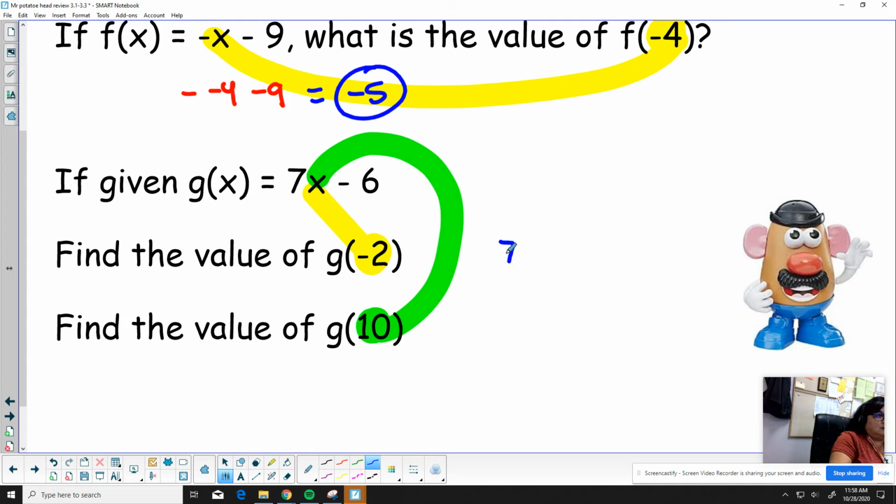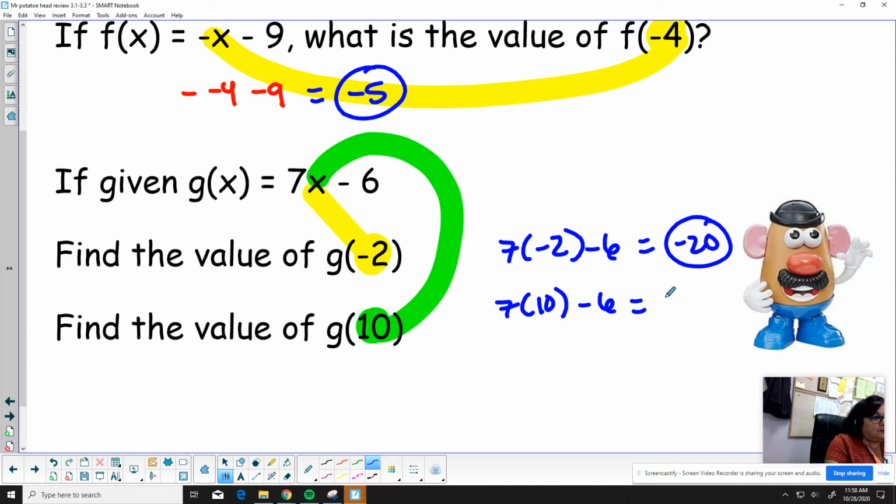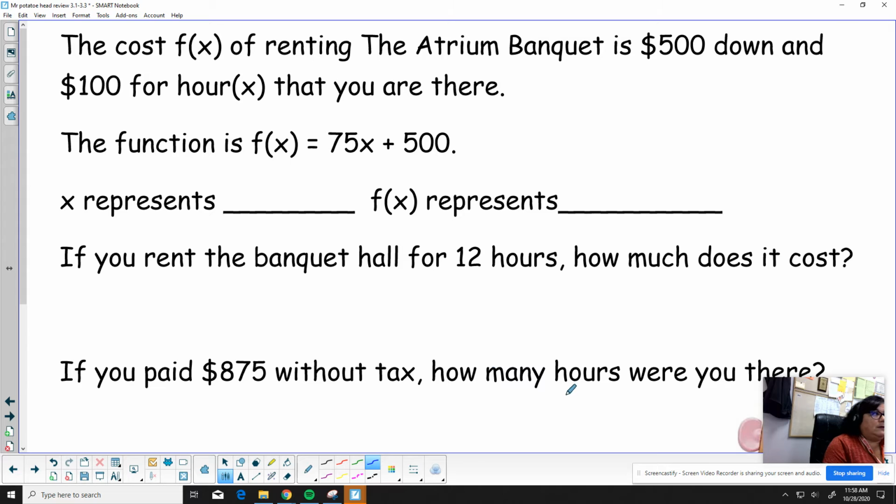There we go. So 7 times negative 2 minus 6. See, that would be negative 20 if I type that into decimals. And 7 times 10 minus 6 would be 64. Again, if I type it into decimals. So all I did was take the x out and put these numbers in them and then put that into decimals.